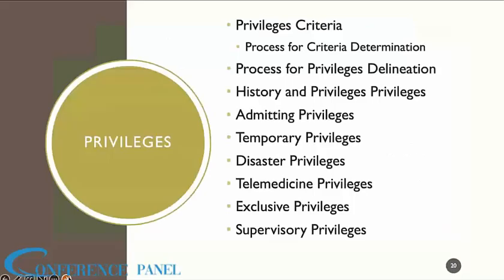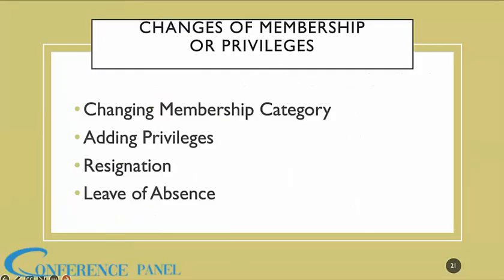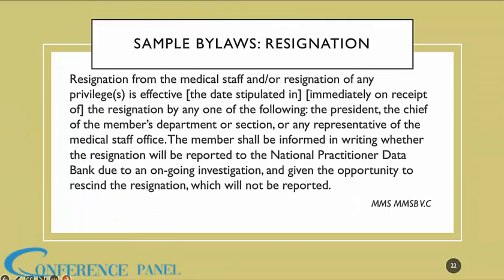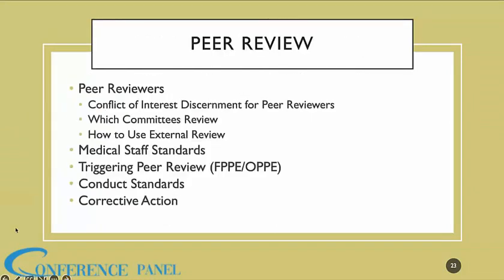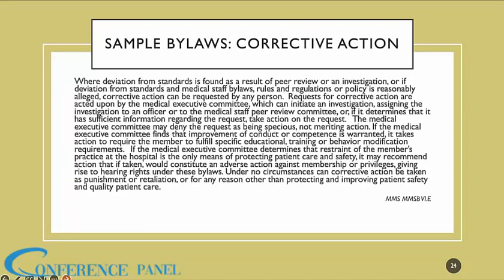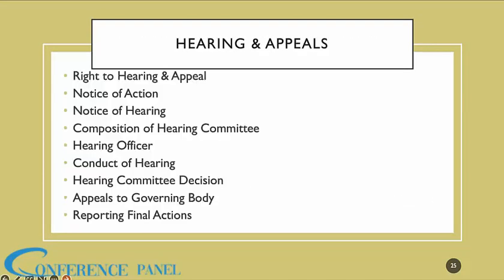Privileges, major area for medical staff bylaws. Don't forget to provide for change by resigning privileges, which might be resigning them permanently. So peer review is the big job of the medical staff. So here's an example from the Massachusetts model on corrective action. That's necessary under federal law in order to win the immunity that's available under the Healthcare Quality Improvement Act.